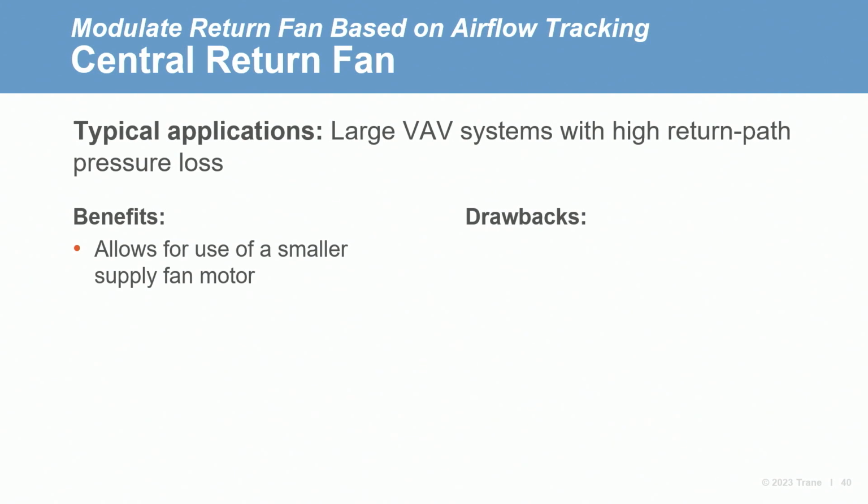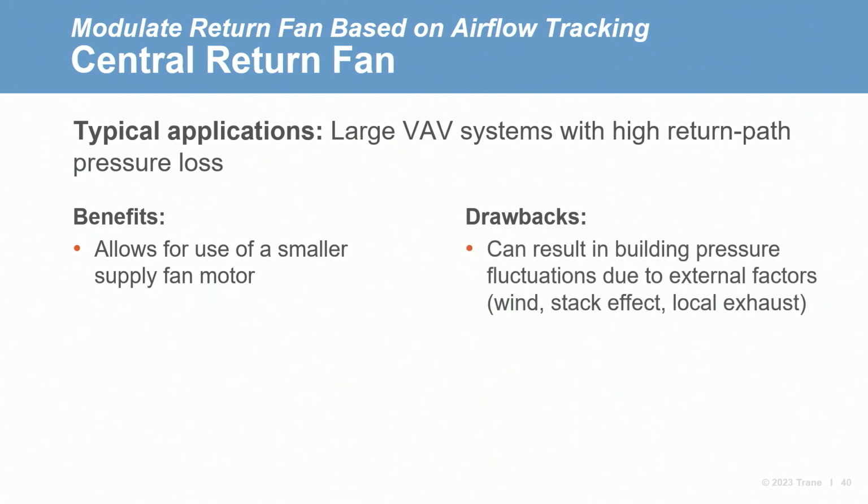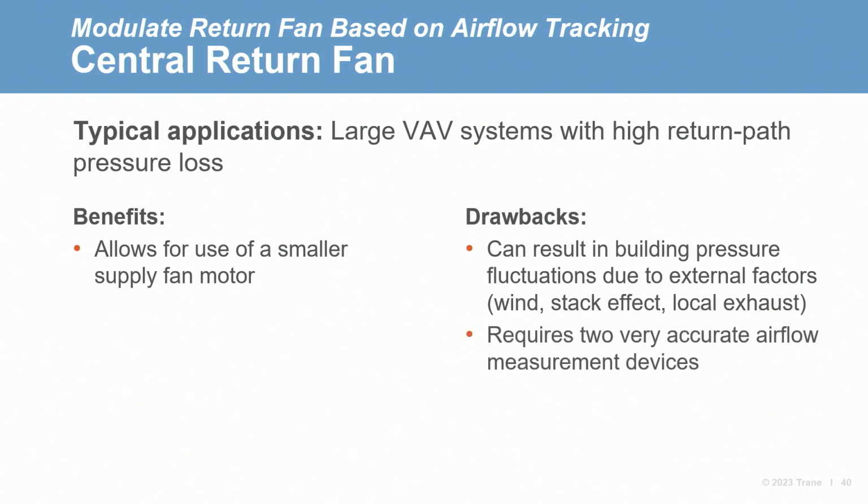But the overall fan power may not be lessened. That depends on several factors. Airflow tracking works best in buildings that have constant local exhaust and are only minimally affected by wind or stack effect. But this method of indirect control can still result in fluctuations in building pressure due to these external influences. And making this work requires two very accurate and well-calibrated airflow measurement devices.